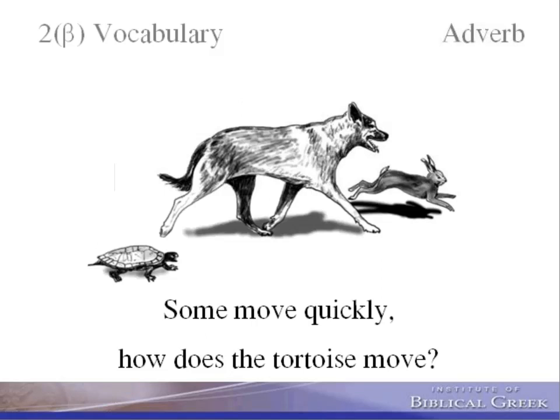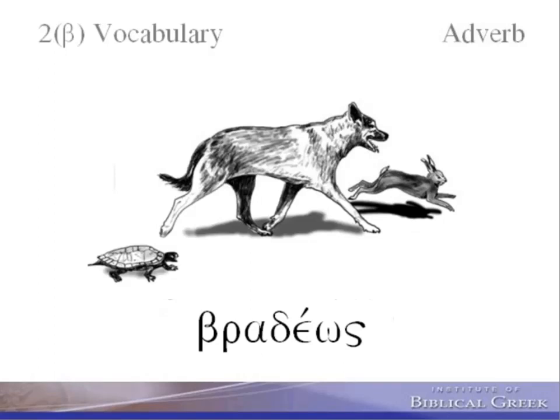Alright, some animals move quickly. How does the tortoise move? Vradeos. Vradeos. And we have some derivatives from that. Bradycardia is a slow heart. Bradylogia is a person who speaks abnormally slowly. I forgot a derivative for ovus, the ox. Bucolic. There's a nice word we could work into our normal discourse. It means rustic. So you can throw that one out there in your conversation. Bucolic.